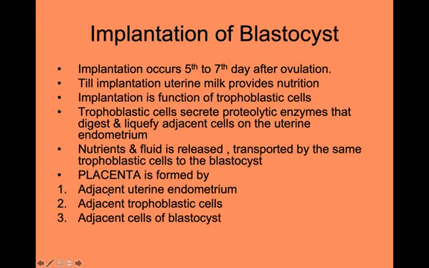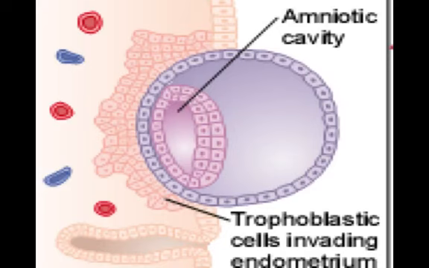Now the placenta is formed. The placenta is basically formed from the adjacent uterine endometrial cells, the trophoblastic cells which are adjacent to the endometrium, and the nearby blastocyst cells. So they form the placenta. Basically the trophoblastic cells start invading and migrating towards the endometrium, and they start growing and proliferating in the endometrium. So this is how our structure is formed.